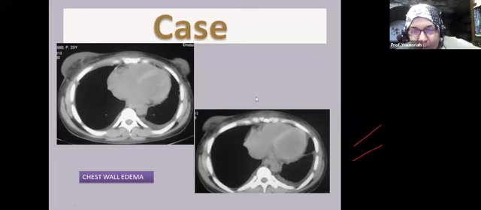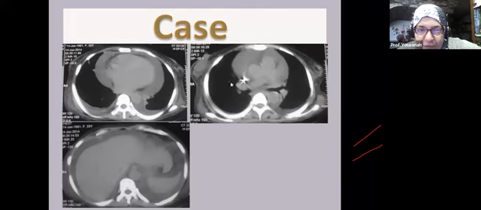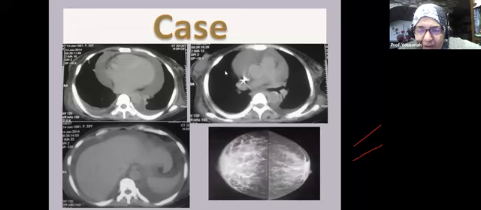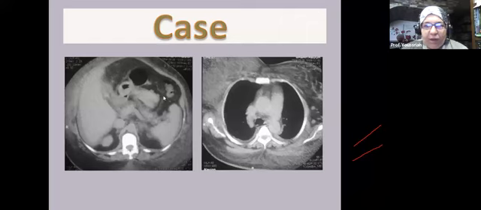Now, another case of chest wall edema, as you can see here, there is again anasarca, there is ascites, bilateral effusion, pericardial effusion, and chest wall edema. When we look here, we will see that the right breast is very dense. We were suspicious of this right breast, so we made a mammogram, and it was only the pattern of edema here.